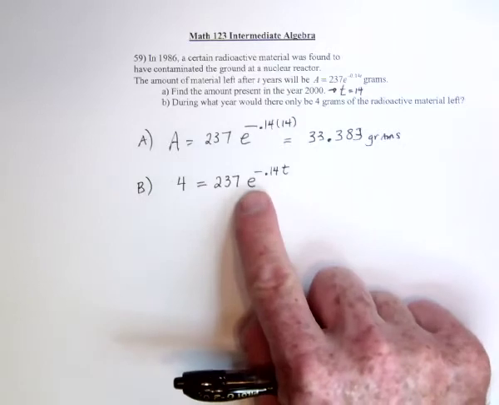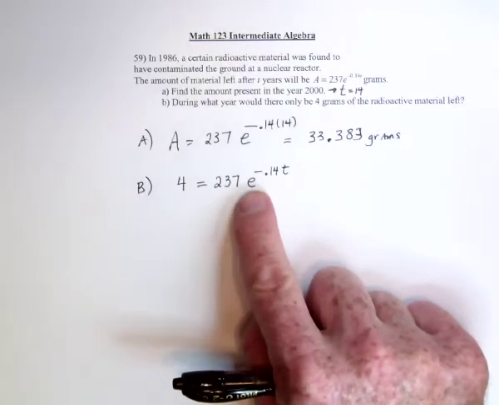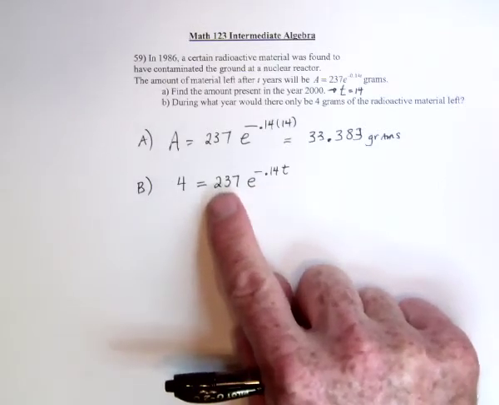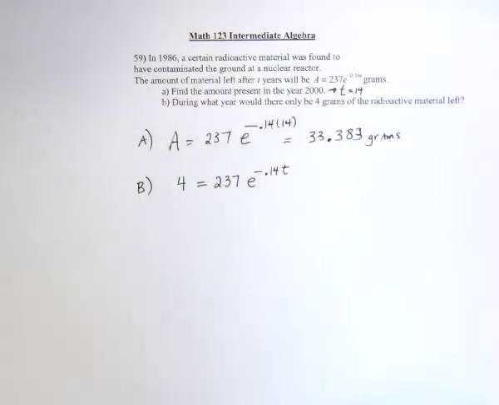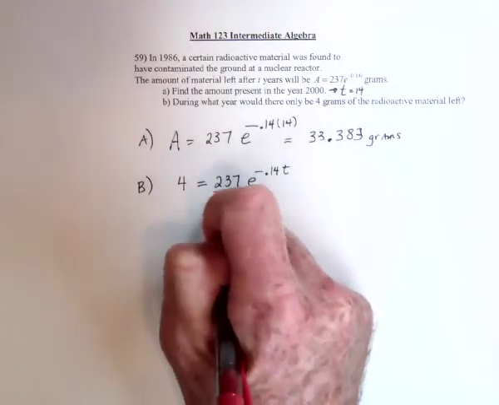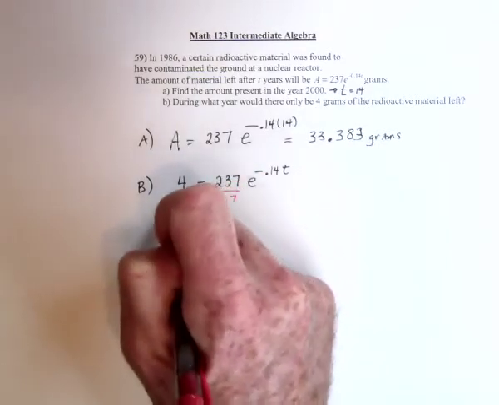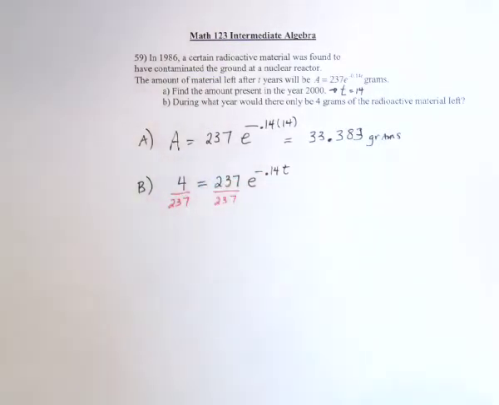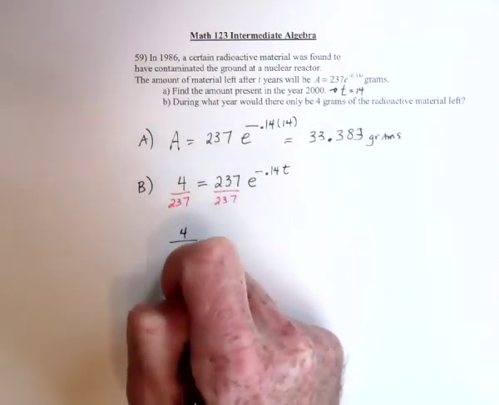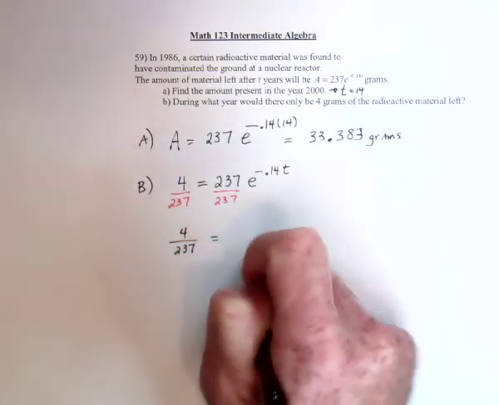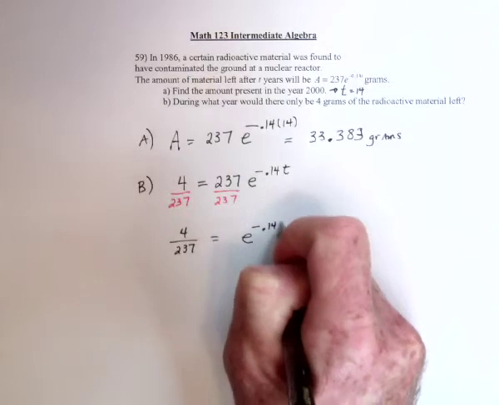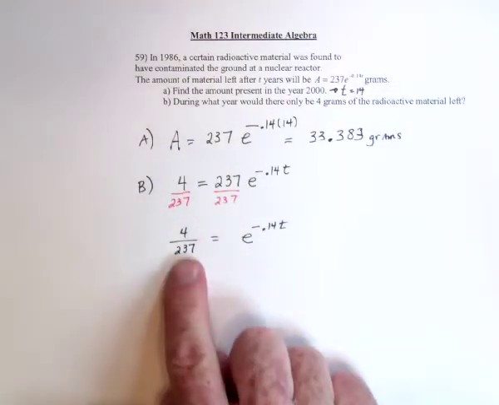Well, in order to get rid of this e on the exponential function, we need to use natural log of both sides. But right now this 237 is blocking it, so you got to get rid of the 237. In order to get rid of the 237, just divide both sides by 237. And just go ahead and leave this as the fraction. Don't get decimal form, just leave it as the fraction, 4 divided by 237. The reason I say to just leave this is because we're going to have to use a calculator at the end anyway. So to be as accurate as possible, we're just going to type in this fraction.